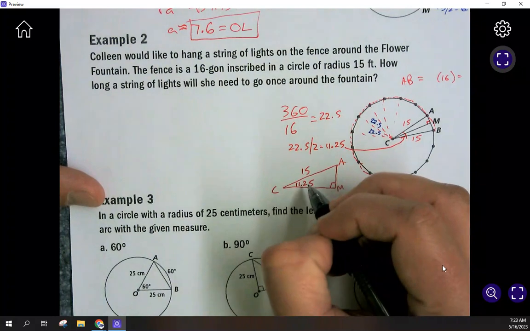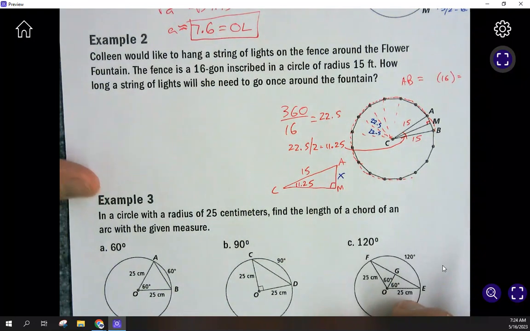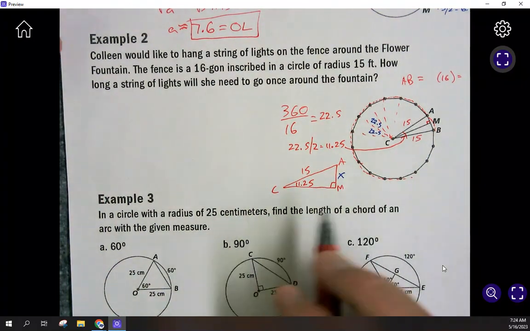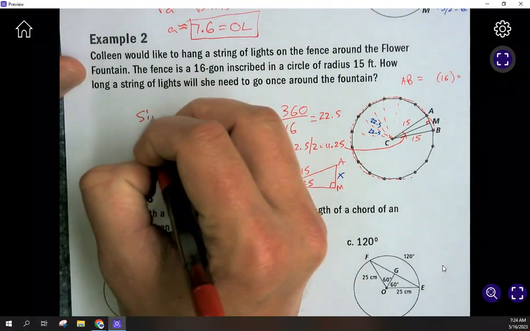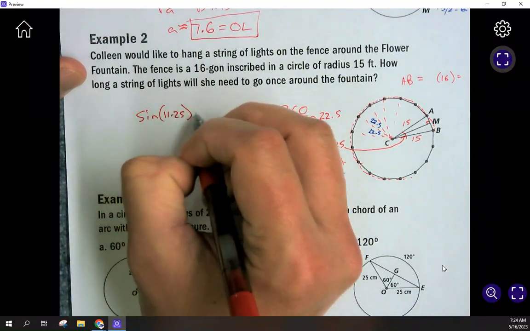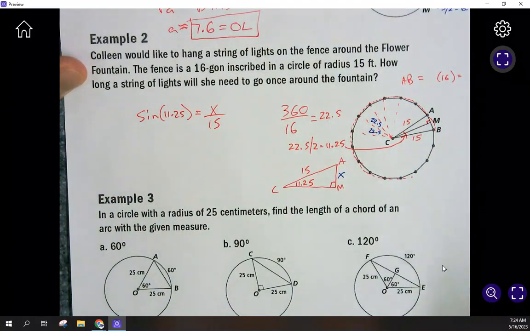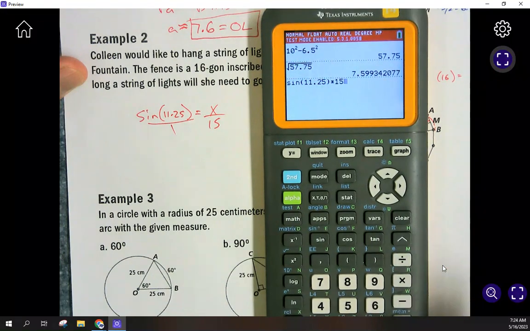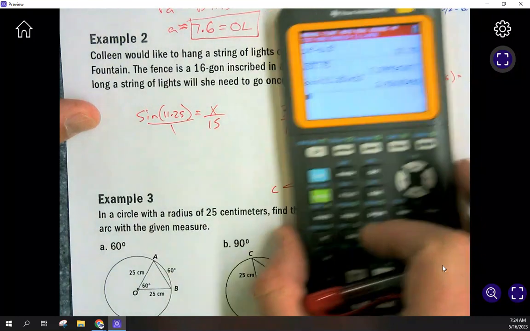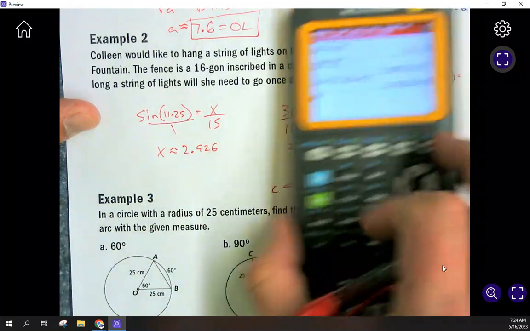So when I have an angle, not a special angle, just 11.25, and I have a side, I can go ahead and use sine, cosine, tangent to find my missing side. So from this angle, I have opposite and hypotenuse. That would be sine. So I'm going to do sine of 11.25 equals opposite over hypotenuse, x over 15. That's in the multiplying spot. So I'm going to go ahead and do sine of 11.25 times 15. So that length is about 2.926. I'm just going to leave it in the calculator though.